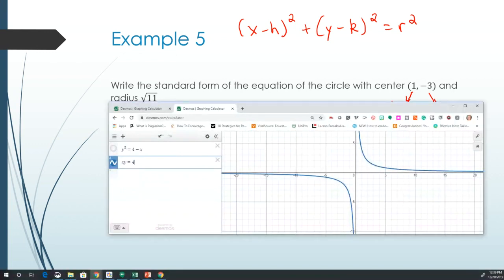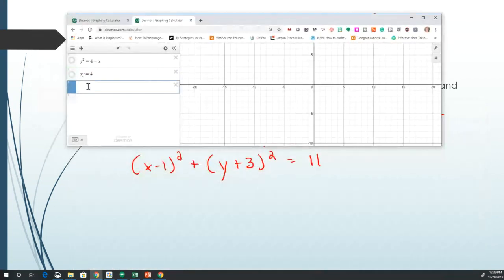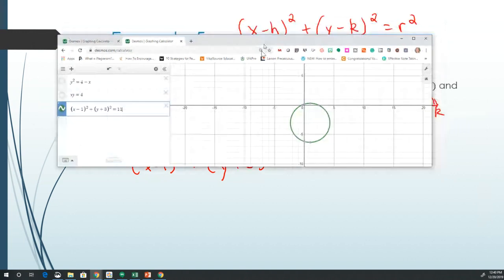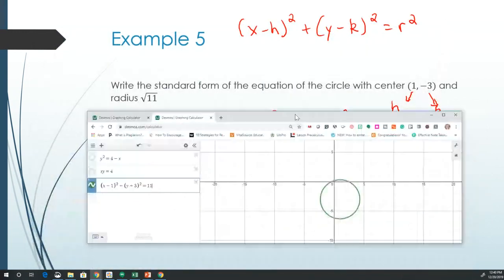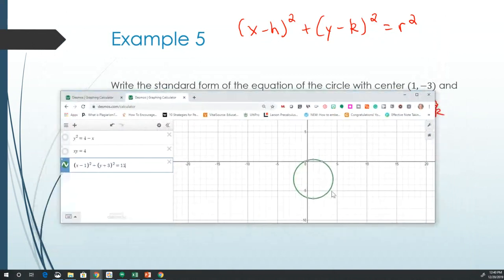And you can verify by graphing again whether you have that correct. So I have for my circle x minus 1 squared plus y plus 3 squared equals 11. So now I have my circle, and I want to see, okay, does it have a radius of square root of 11, center 1 comma negative 3? Well, it's kind of hard to tell in Desmos.